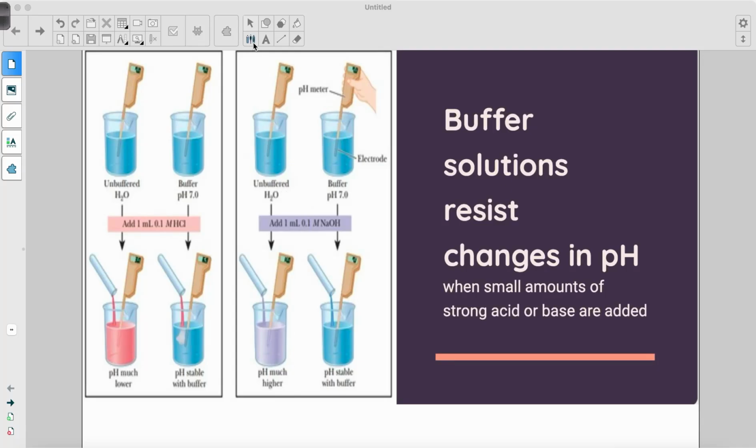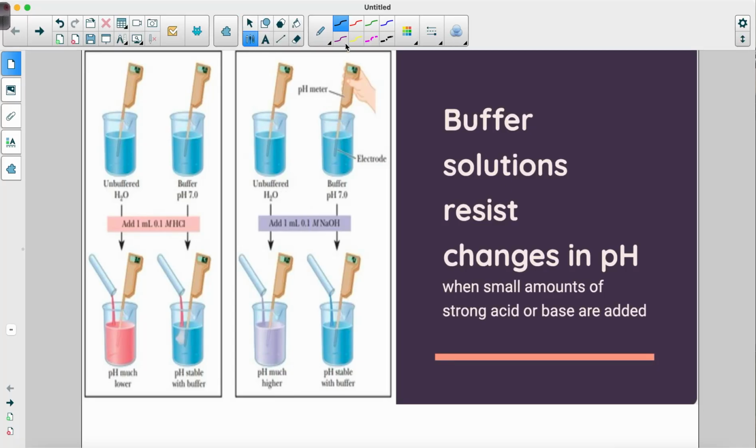Right, so when we talk about buffers, first of all, you have to know the definition of a buffer. A buffer means it's a solution that resists changes in pH. That's the whole idea. So if you add, let's say, HCl, which is a strong acid, right? A buffered solution would go from about 7 to about 6.9. It's not going to change to 6.8. It's not going to change very much.